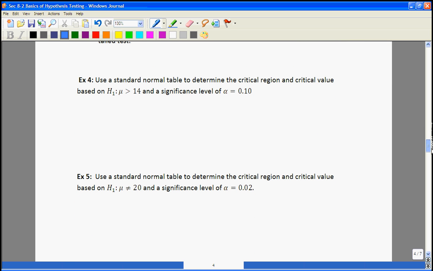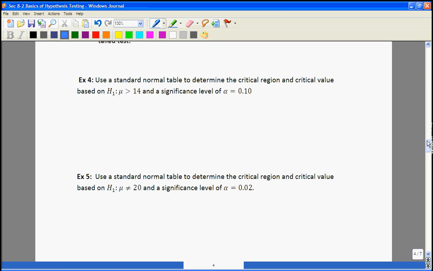Let's practice finding those critical values, which you've done already with standard normal tables, but just tie it in connection with hypothesis testing. So example 4, use a standard normal table to determine the critical region and critical value based on the alternative H sub 1 where mu is greater than 14 and a significance level of alpha equal to 0.1. Now the 14 is coming from our commercial example. The commercials, are they longer than 14?